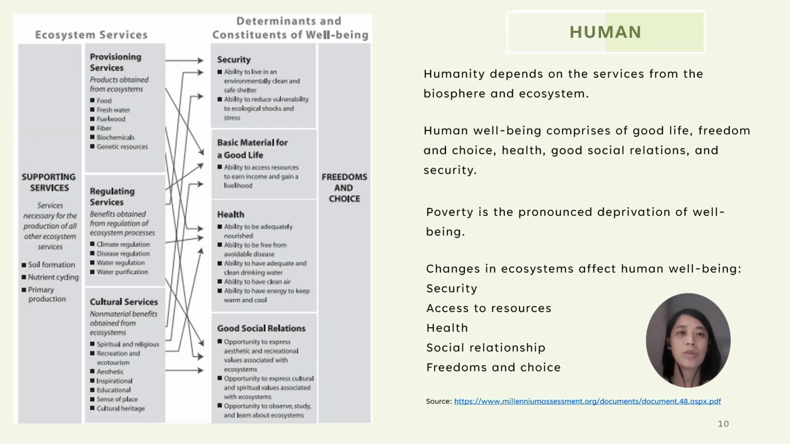This chart shows the dependence of humanity on the services from ecosystems. The provisioning, regulating, and cultural services determine our well-being in terms of security, basic needs, health, and social relationships. Poverty is a bad sign of our well-being. In addition, we need freedoms and choices to maintain our well-being.